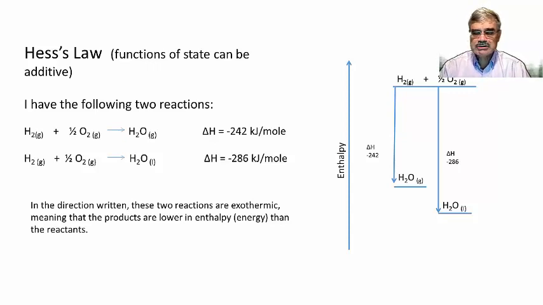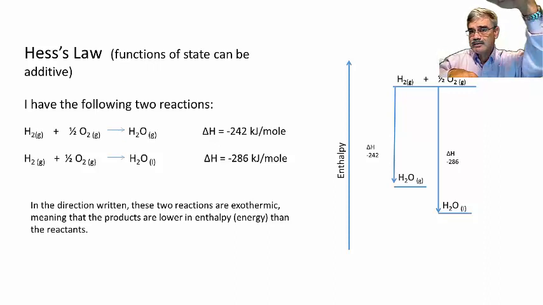And over to the right, I show an energy or enthalpy diagram showing an energy level for hydrogen gas plus half an oxygen molecule, showing that if hydrogen gas and oxygen react together to form water, they will go downhill enthalpy-wise or energy-wise to a lower level for water vapor. How much lower? 242 kilojoules lower than the value for the starting reactants.